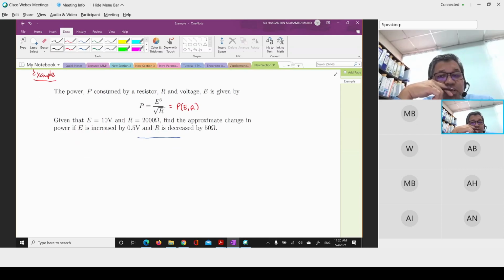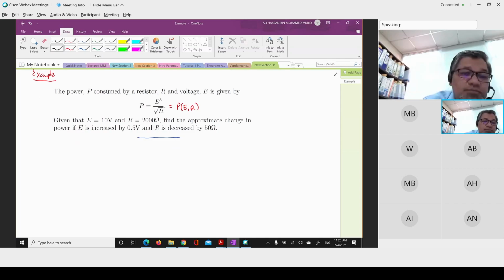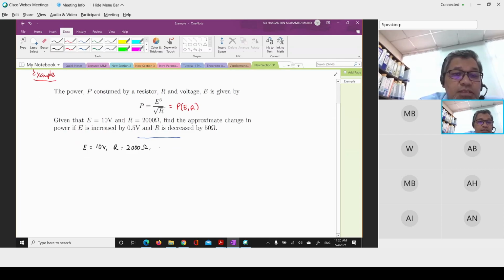You want to find the approximate change. So here E is equal to 10 volts. R is given as 2000 ohms. And E is increased by 0.5 volts, so assume that as delta E, 0.5.